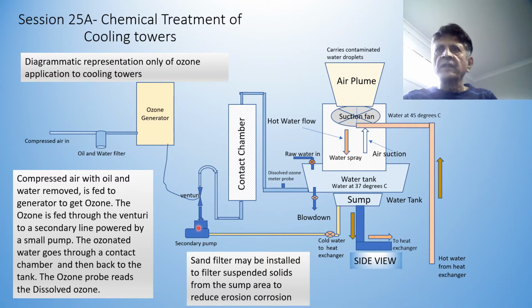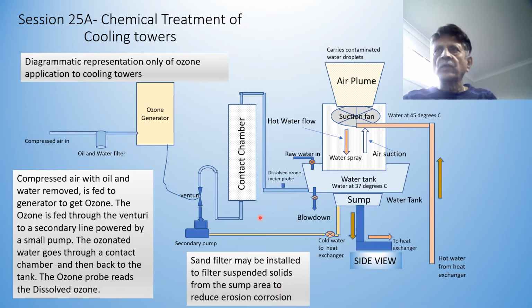It will be useful to use a secondary pump simply because we don't want to interfere with the main working pump, and we want to make sure that the flow rate through the cooling tower contact chamber is slow enough to ensure that most of the ozone has been dissolved and goes back into the water tank.